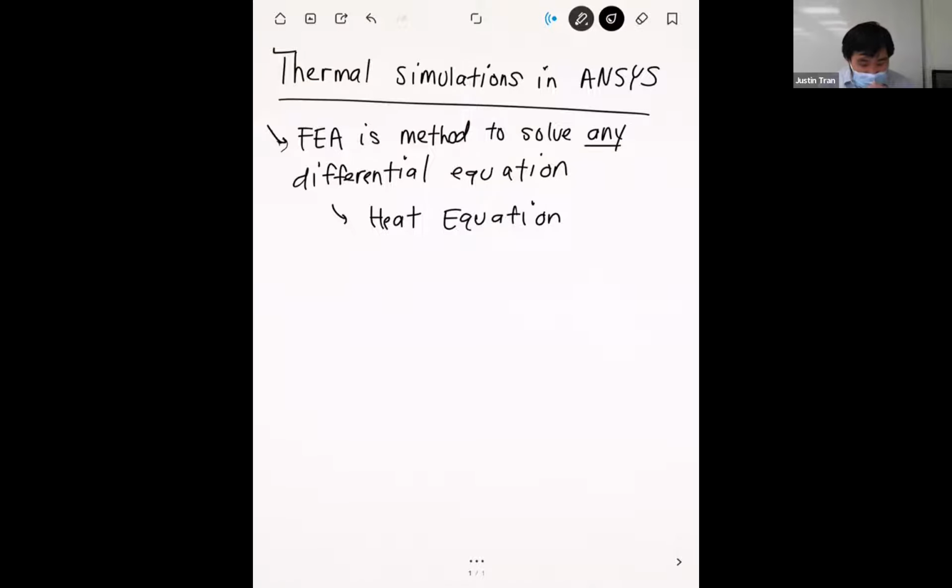And actually, mathematically, the heat equation is, and I want to be careful here because I don't want to upset any other faculty, but the heat equation is mathematically simpler and easier to solve than the structural mechanics. The heat equation, in its most basic form, looks like this. And I'm going to write the 2D one.